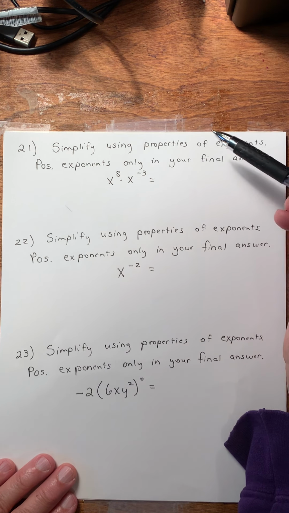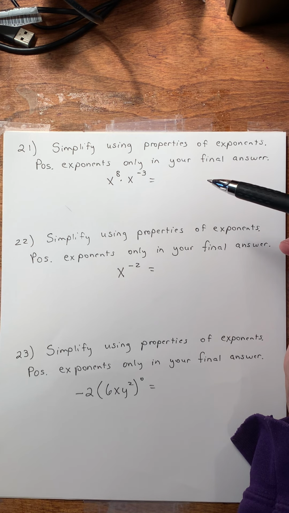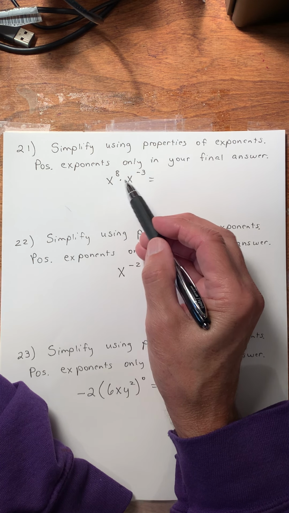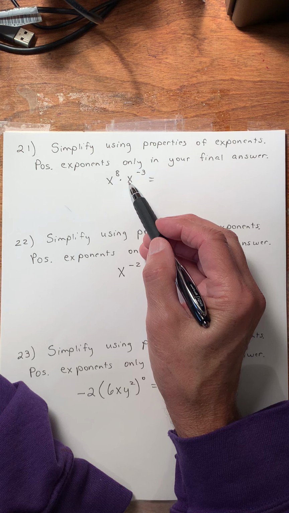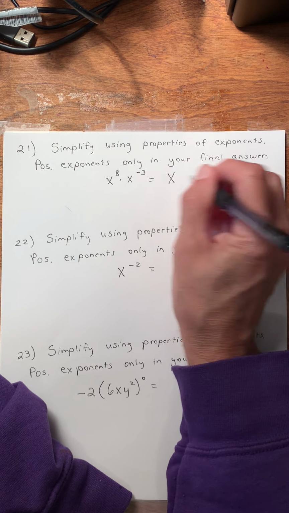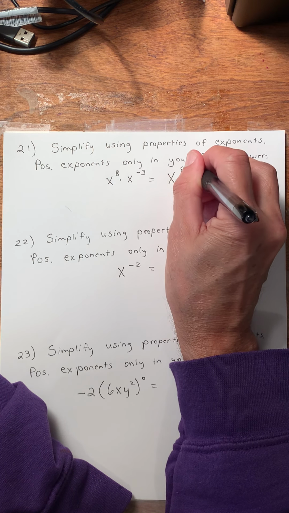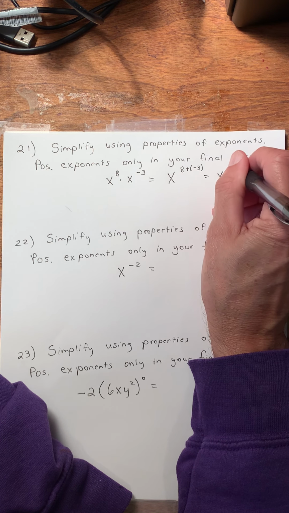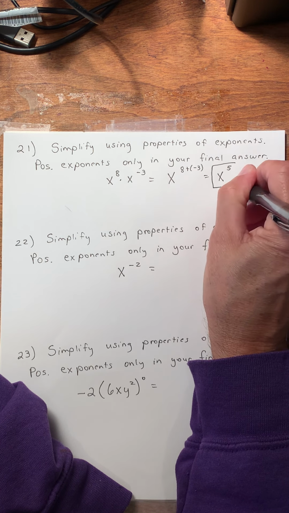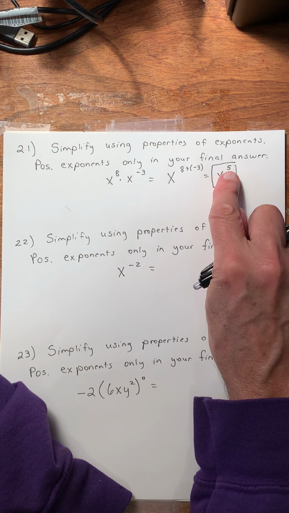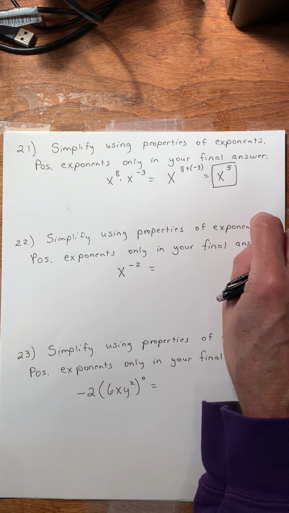All right, the last 3 questions deal with exponents. It says use the properties of exponents. Here's the first property of exponents: if I'm multiplying factors that have the same base, I add my exponents. Keep the base, add the exponents. Most of you would do this in your head. I'm going to show it on paper. Hey, make sure that positive exponents only are in your final answer. That's a positive exponent. So I'm finished.